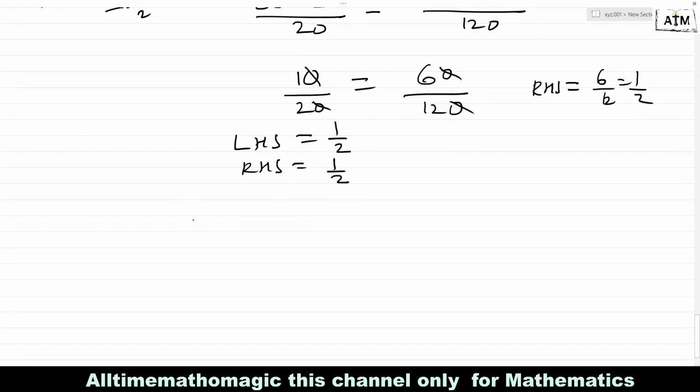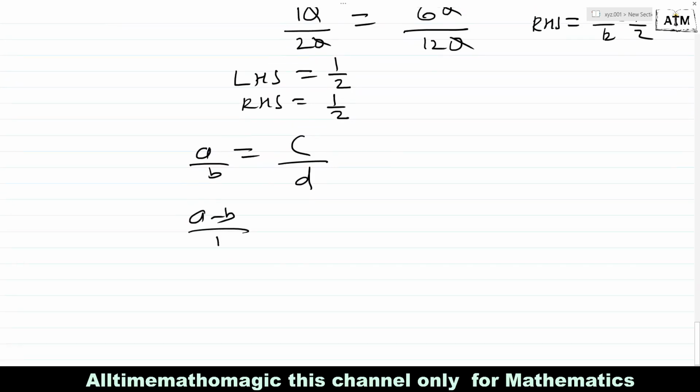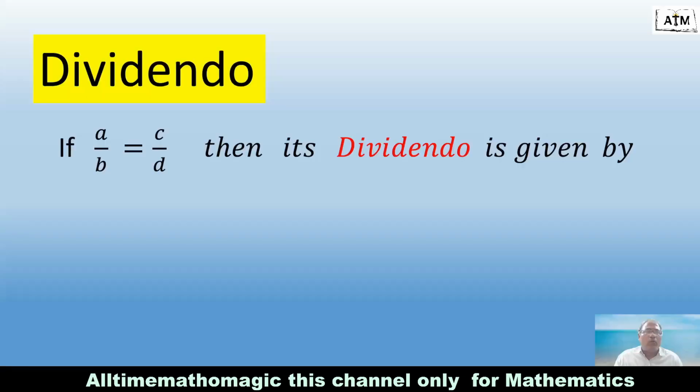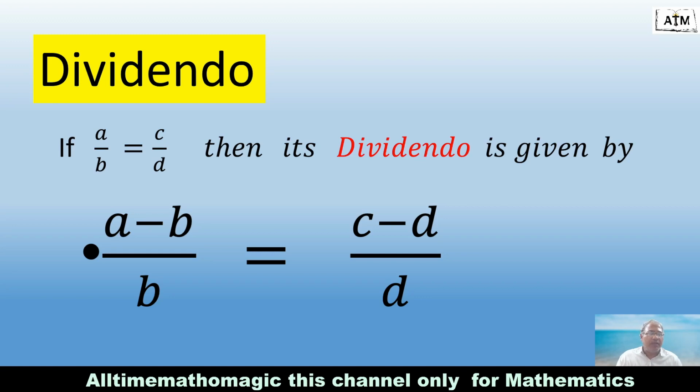So in dividendo, A upon B equals C upon D, then A minus B upon B equals C minus D upon D. This type of proportion is nothing but called dividendo. Definition of dividendo: if A upon B equals C upon D, then its dividendo is given by A minus B upon B equals C minus D upon D.